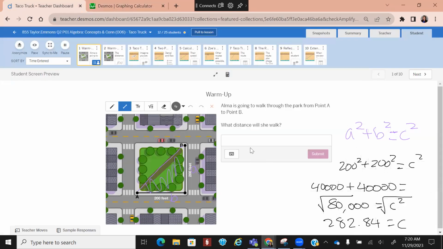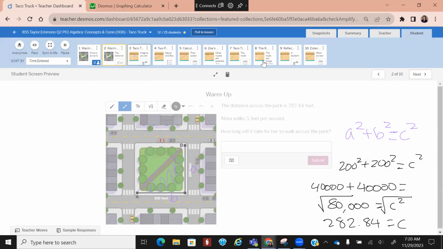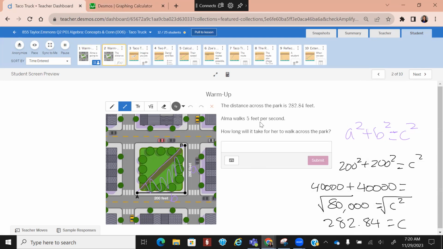Do we remember seeing this before? Maybe. No, yes. Yeah. Okay. No. All right, on number 2, the distance across the park is 282.84. Alma walks at 5 feet per second. How long is it going to take her to walk across the park? So it takes her 5 feet per second. And we have a total of 282 feet. Take a second, think about that one, and submit your answer in there.